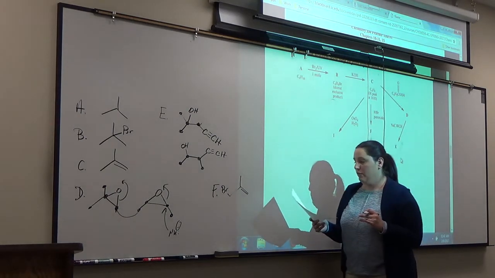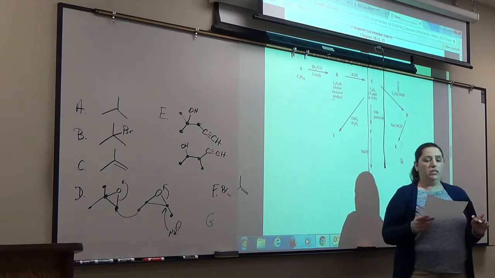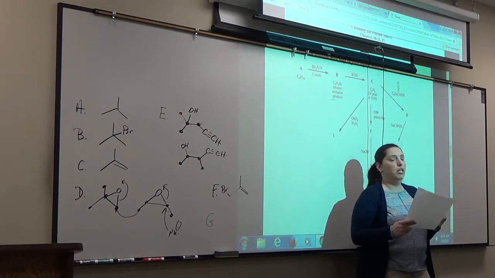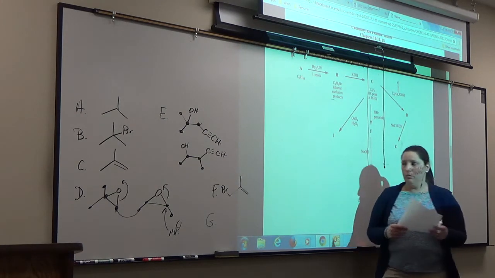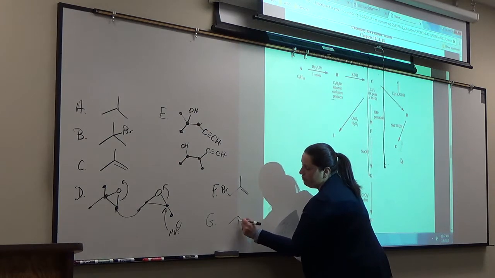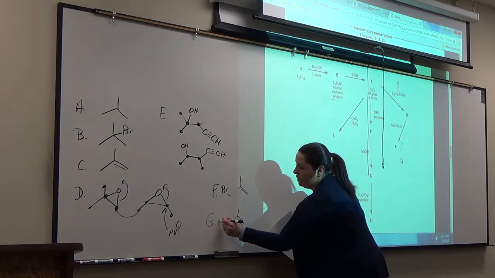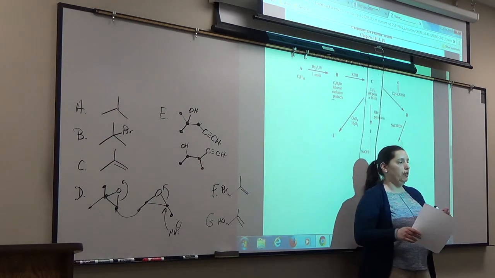But that's F, and then F goes to G, and G is NaOH, and this time it's not a mistake that there's no heat. So without heat, what does NaOH do? Substitution, right? So wherever the Br is, you're going to now have an OH, right? So this is acting like a nucleophile if there is no heat.